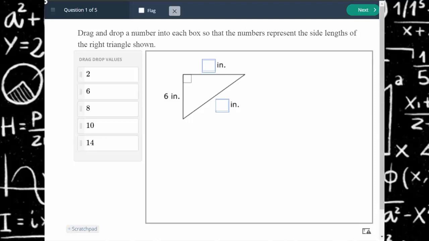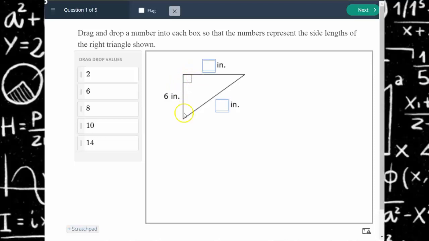So let's start with question 1. They're asking us to drag and drop a number into each box so that the numbers represent the side lengths of the triangle that is shown. So here I am given this empty box, and let's review. This is a right triangle. I know it's a right triangle because of this box, this square in this corner, making this a 90-degree angle.